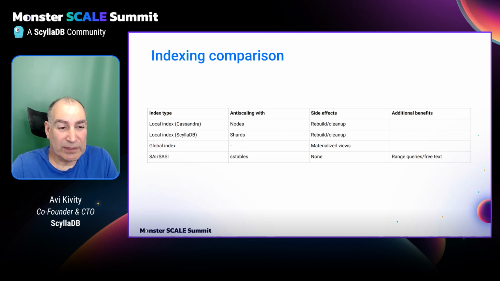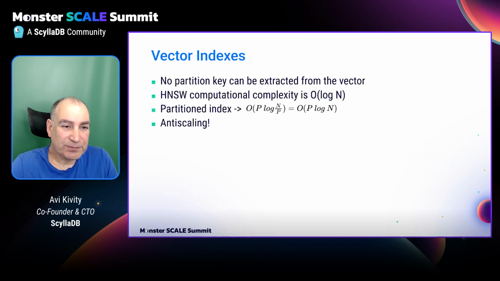If we implemented a local index with ScyllaDB, it would be even worse than with Cassandra, because instead of anti-scaling with nodes, it would be anti-scaling with shards or vCPUs. And of course, there are a lot more vCPUs than there are nodes in the cluster. So we chose the one that scales, even if it does come with some efficiency cost.